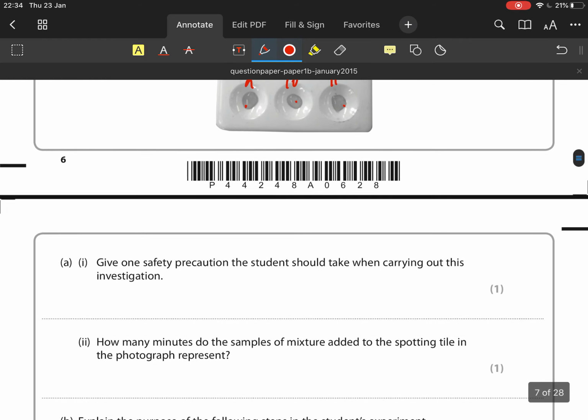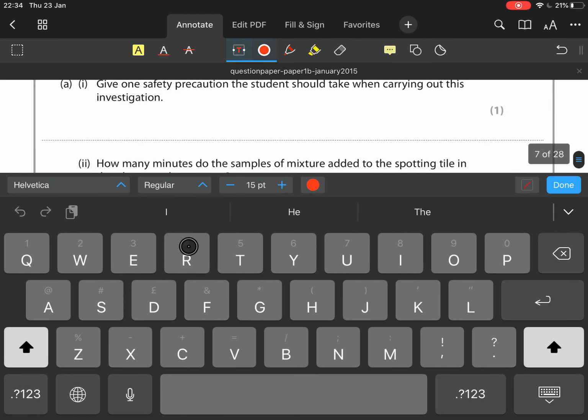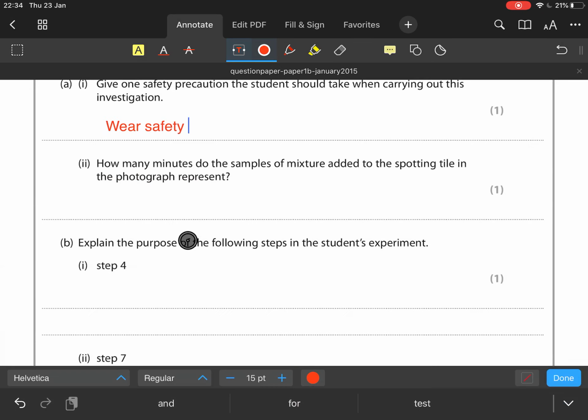So if we go down, we look at the first question. Give one safety precaution that the student should take when carrying out this investigation. Well, because you're using iodine, okay, iodine is potentially dangerous. To this experiment, a suitable precaution would be to wear safety goggles. Goggles or safety specs. Another appropriate one would be, perhaps wearing gloves.